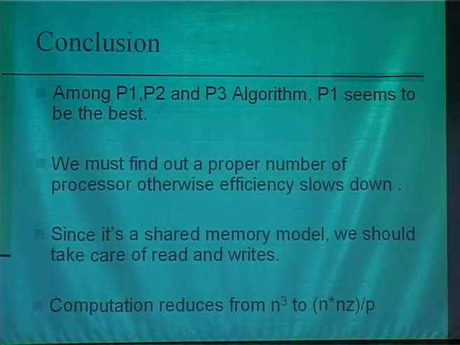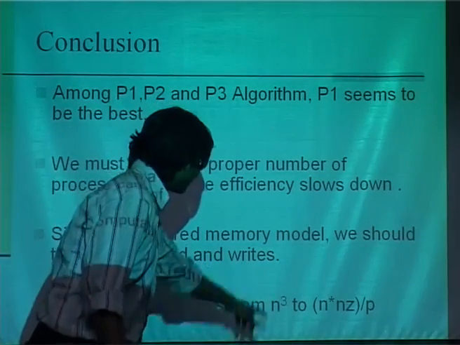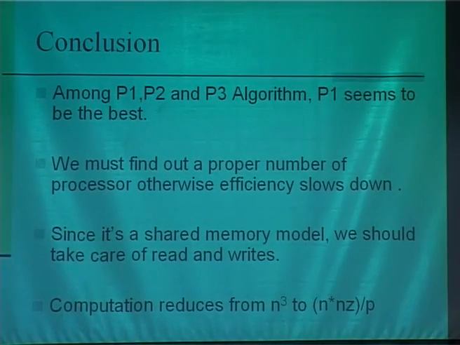Sorry. See, in one side you are comparing with sparse matrix, this side is dense matrix. This should be nz into n. I don't know. This you have to find out.